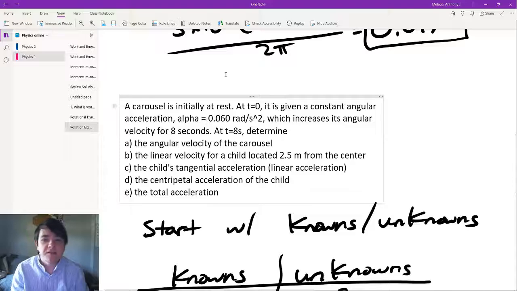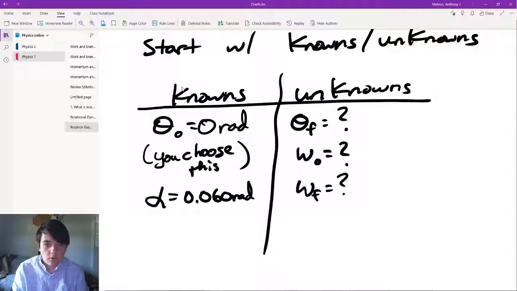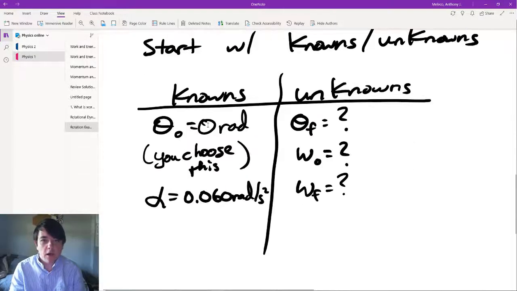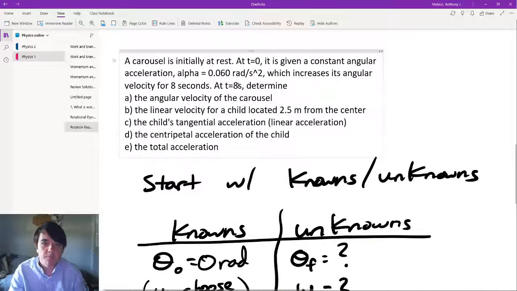So we went position, velocity. Now we go to acceleration, alpha. So alpha equals 0.060 radian per second squared. Position, velocity, acceleration. Now we do time. And remember, you can usually start time at 0. That's usually what I always do. You can start it whenever, as long as you have the same time interval mentioned. Here the time interval is 8 seconds.